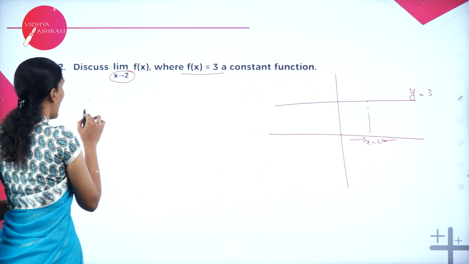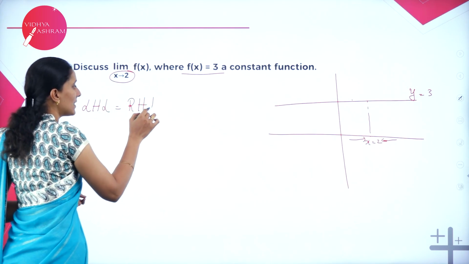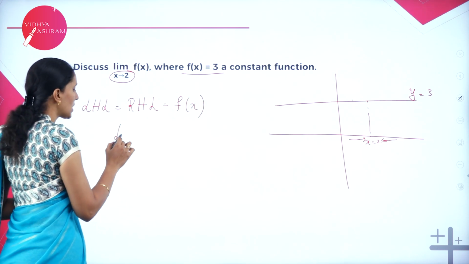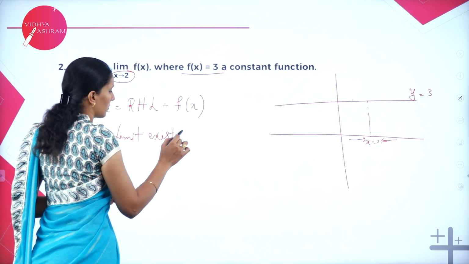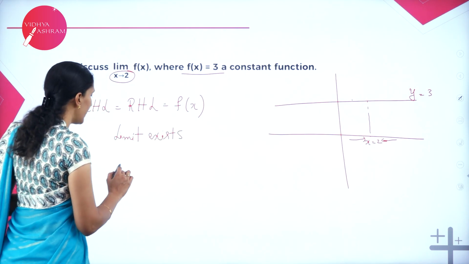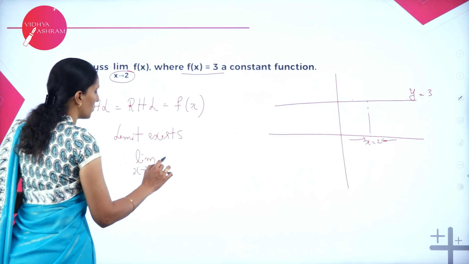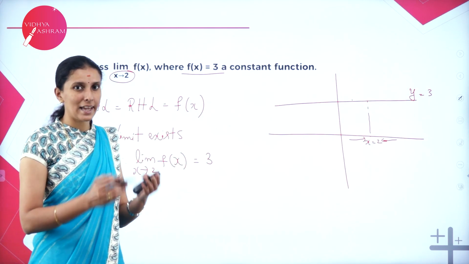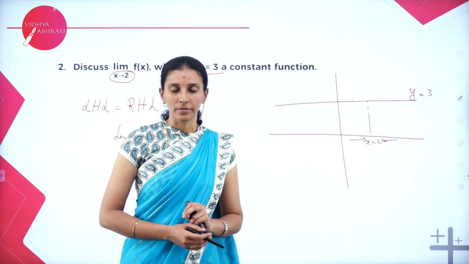So clearly I can say my left hand limit and right hand limit are the same as the functional value. So therefore the limit exists. And therefore we write limit of a function as x tends to 2, f of x is equal to 3 only, because it is the same for all the values of x since it is a constant function.